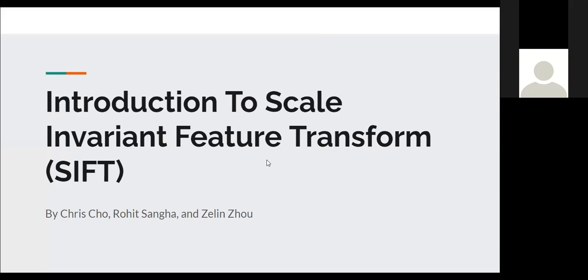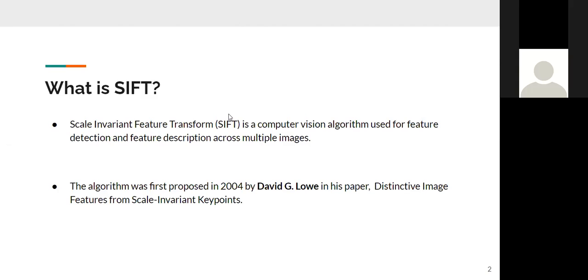My name is Zealand, and today we will be introducing SIFT, which stands for Scale Invariant Feature Transform. So what is SIFT? It stands for Scale Invariant Feature Transform, and it is a computer vision algorithm used for feature detection and feature description across multiple images. The algorithm was first proposed in 2004 by David Lowe in his paper Distinctive Image Features from Scale Invariant Key Points.